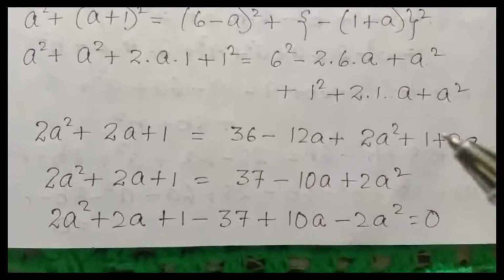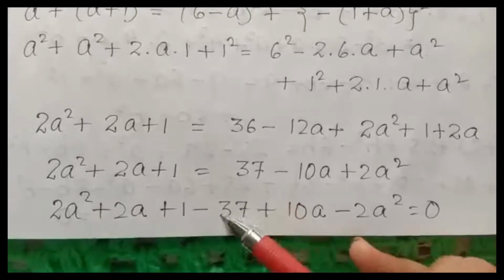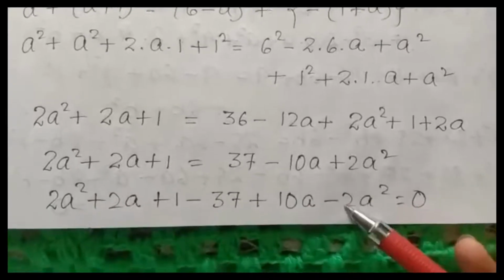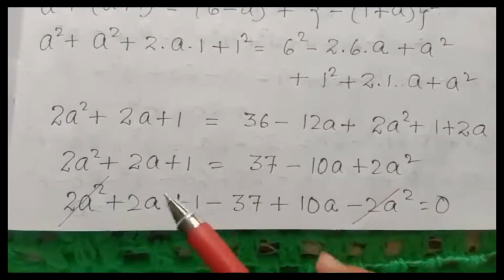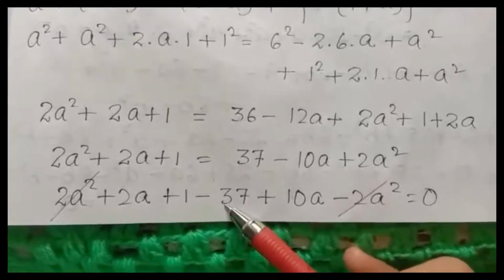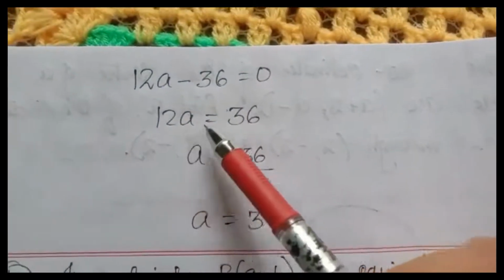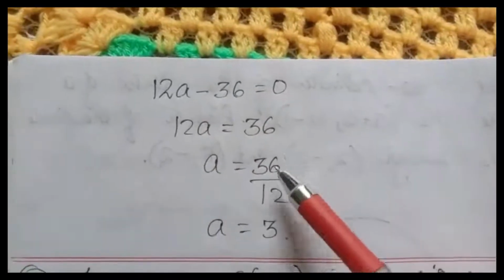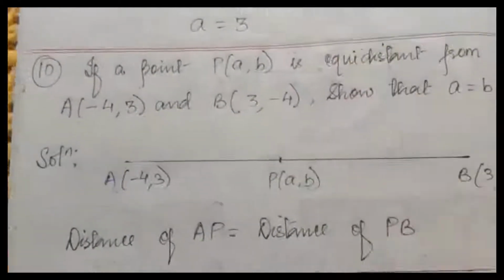Now we will keep everything on the left hand side, so 2a² + 2a + 1 − 37 + 10a − 2a² is equal to 0. 2a² cancel, so 2a + 10a is 12a, and +1 − 37 is −36. So the next line will be 12a − 36 = 0. 12a = 36. a = 36/12. 12 ones are 12, 12 threes are 36. So this is your answer.